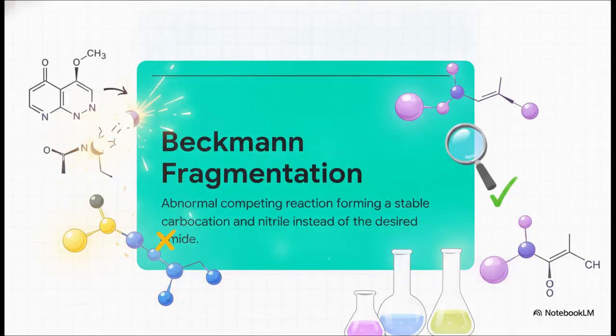And that leads to the ultimate troubleshooting nightmare, the dreaded Beckmann fragmentation. This is an abnormal competing reaction. Basically, if the migrating group can form a highly stable carbocation instead, the whole molecule just breaks apart. It fragments. So instead of gracefully rearranging into your desired amide, it shatters into a nitrile and a carbocation byproduct. Picking the exact right promoting reagent and solvent is absolutely crucial to keep the reaction on track and avoid this trap.